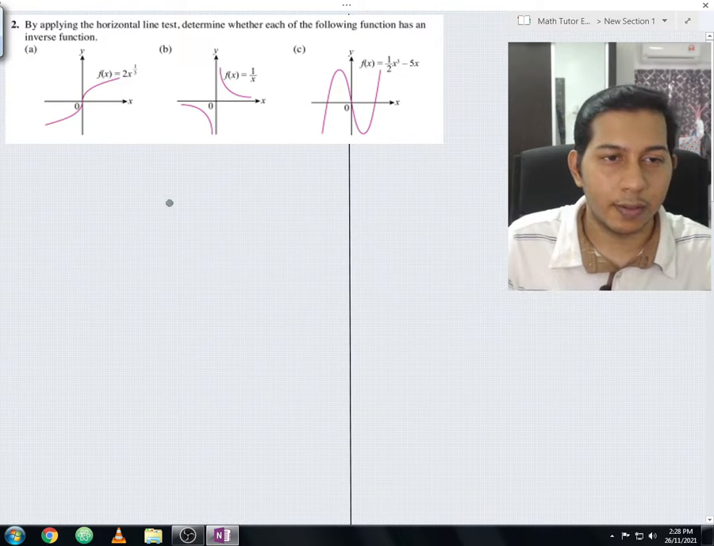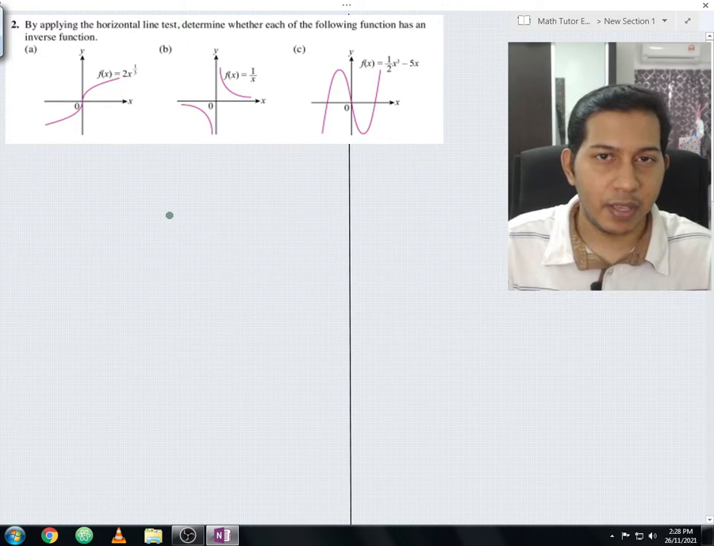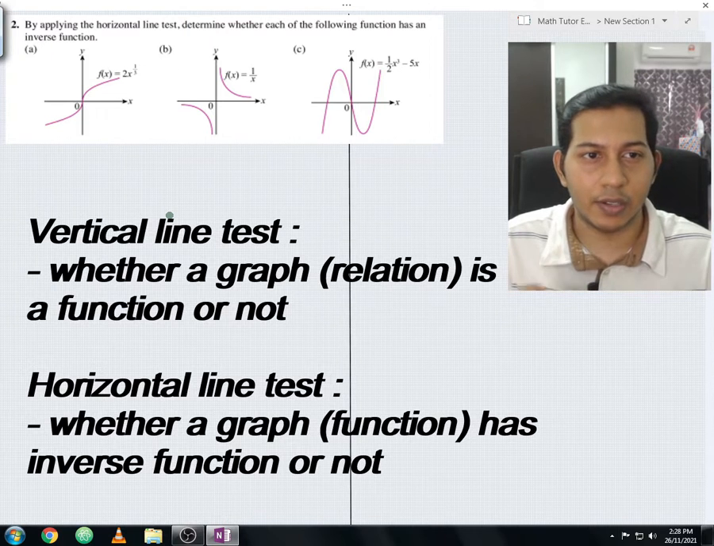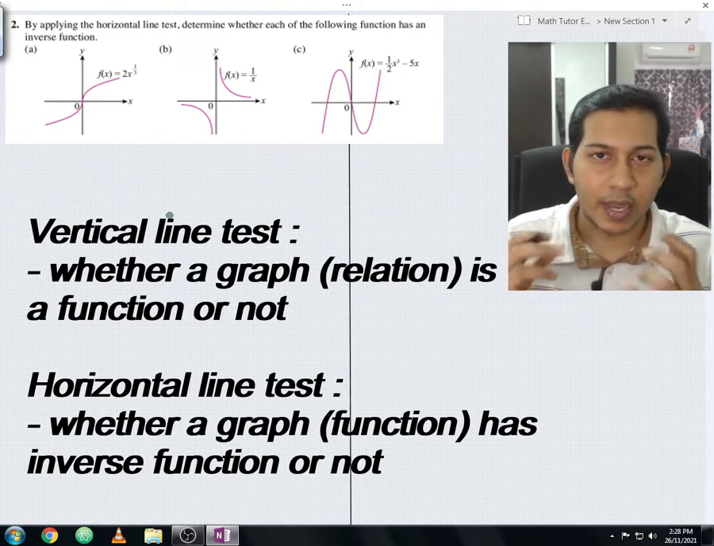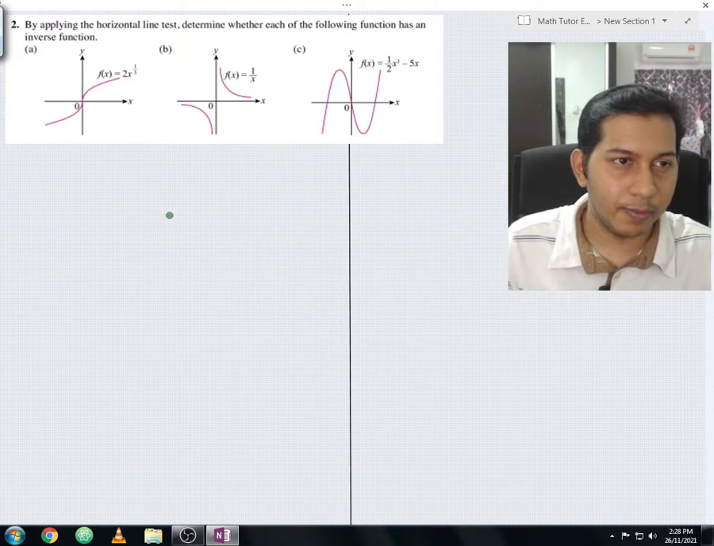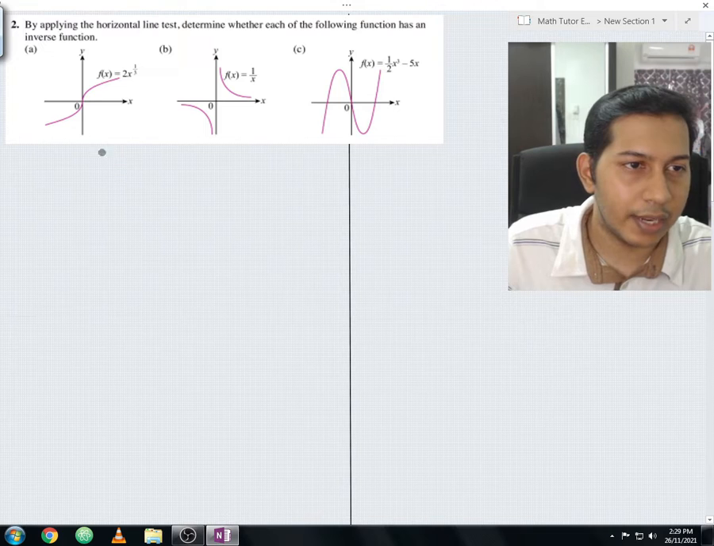horizontal line test. Okay. For the previous example, we used the vertical line test to determine whether each of the following graphs is a function or not. So that is the difference between the vertical line test and the horizontal line test. I hope you guys are clear about this. So from here, let us move on to the discussion, starting with question part A.